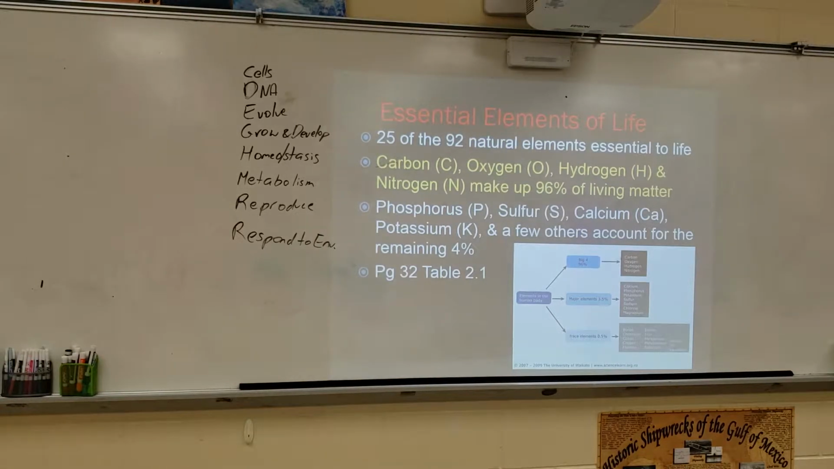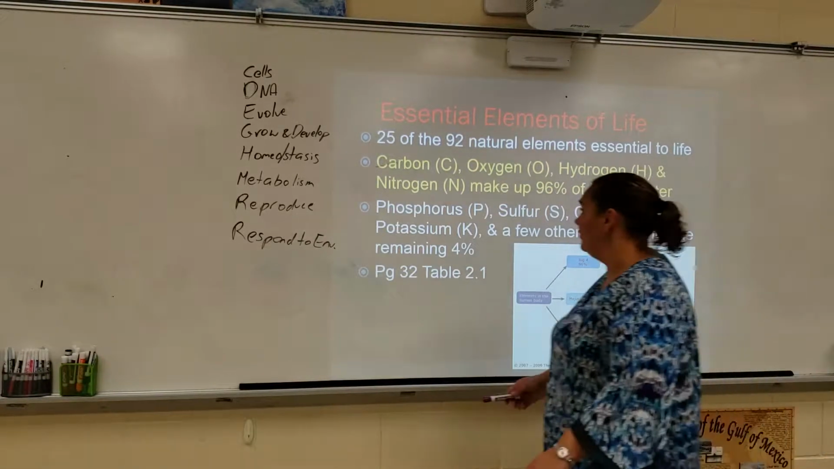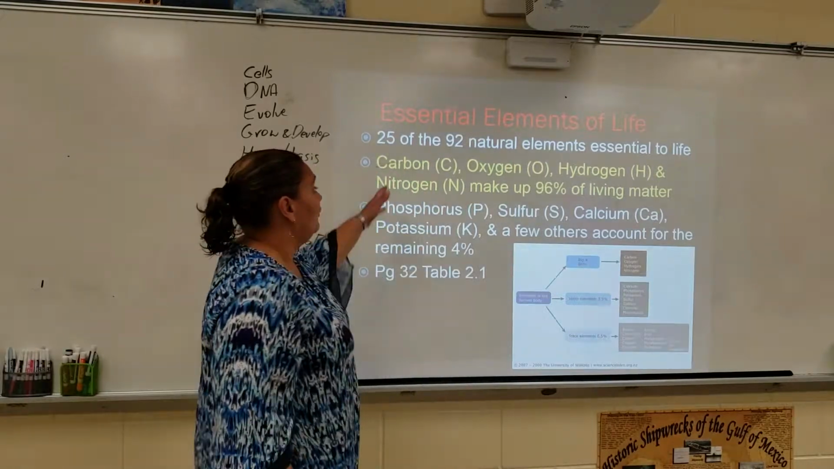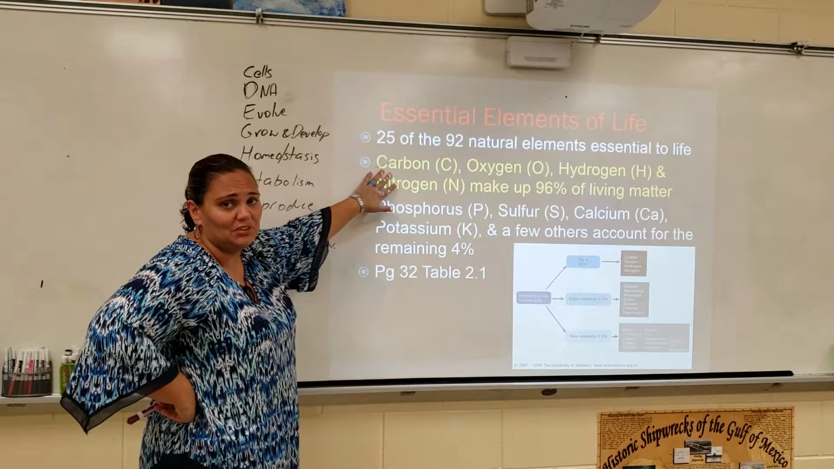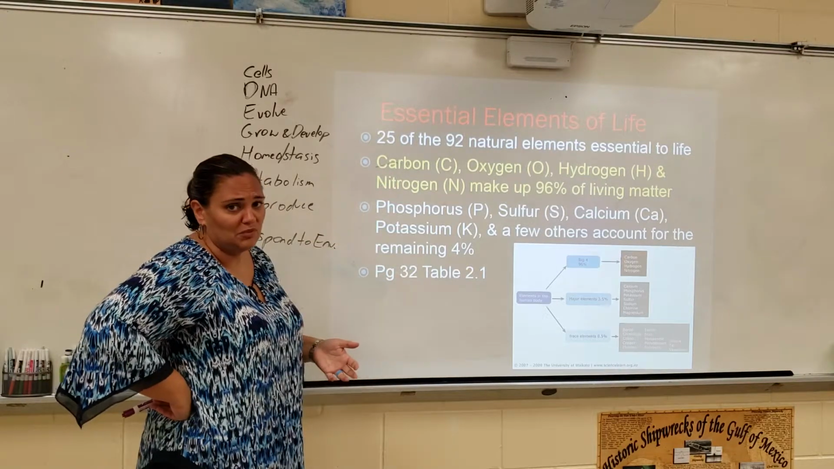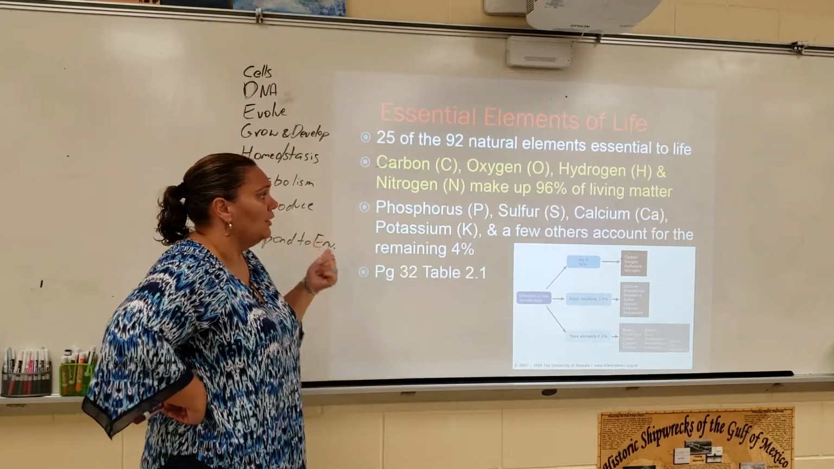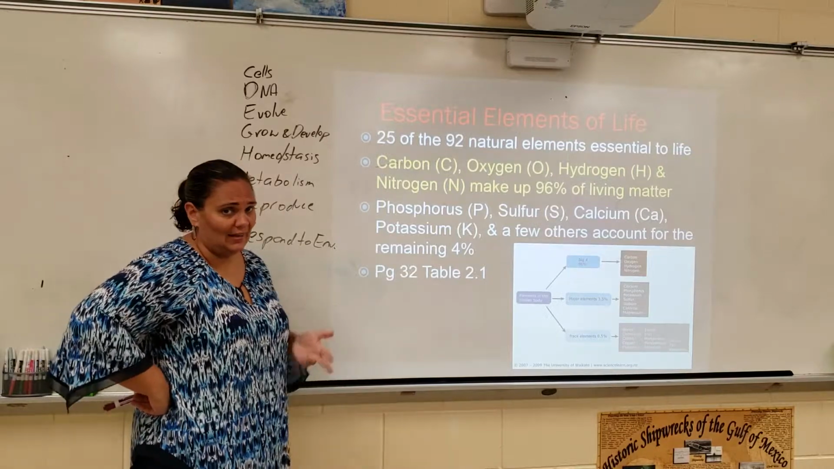Your 4 most important elements of the 92. There's 25 that are essential to life, but the 4 that really make up 96% of living matter are CHON. Students have come up with that little way to remember it. CHON: carbon, hydrogen, oxygen, and nitrogen.